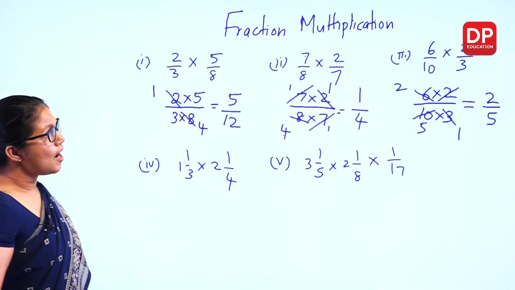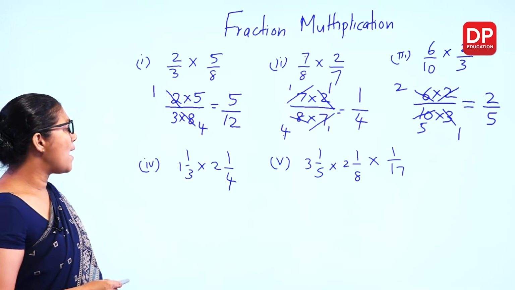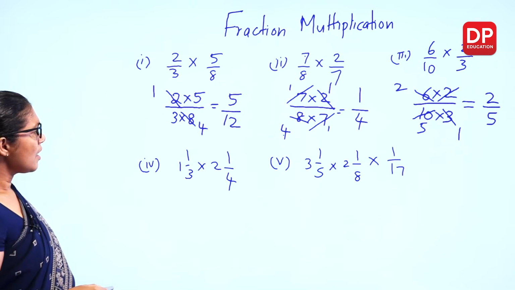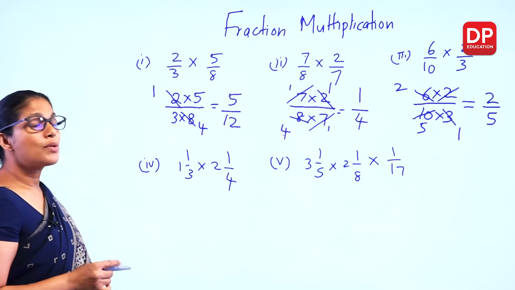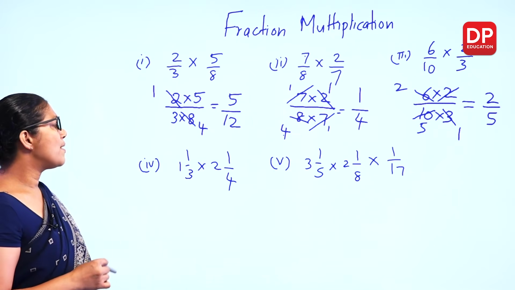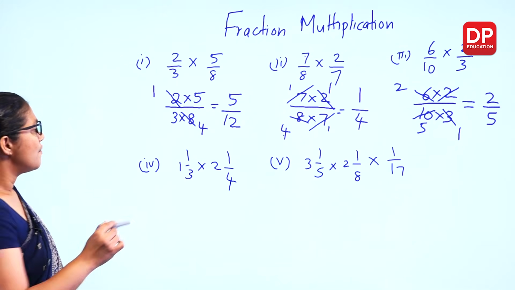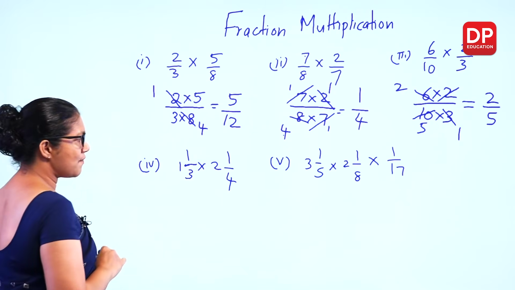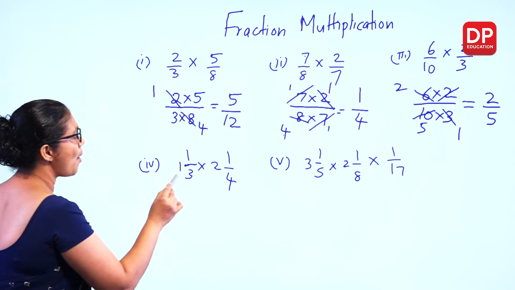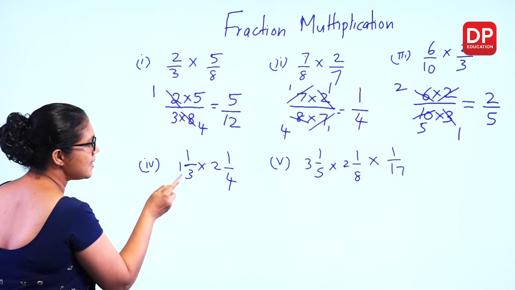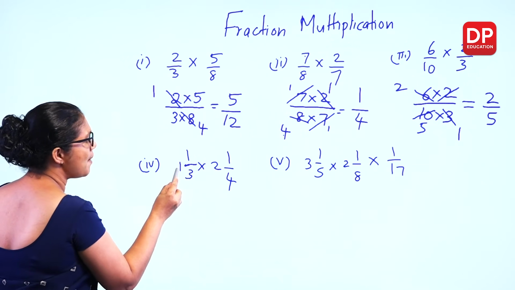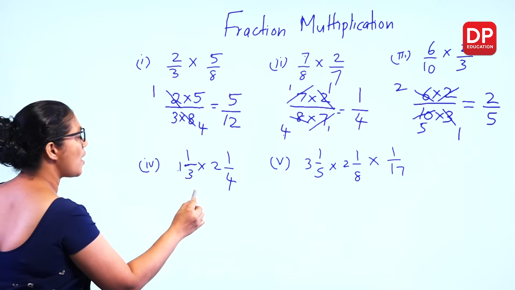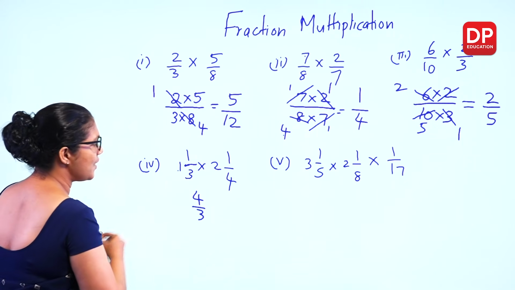What about this one? Now you get mixed number multiplication. So here, when you get a mixed number, you convert to improper fractions. So first thing we do, how to convert this to an improper fraction? You multiply this by 3 and add to this one. So 3 times 1, 3. 3 plus 1, 4. 4 over 3.